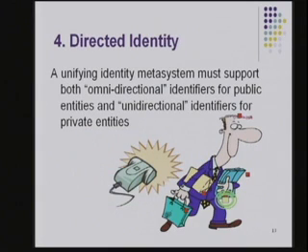Then is the directed identity. It is worded in the paper as follows. A unifying identity metasystem must support both omnidirectional identifiers for public entities and unidirectional identifiers for private entities. What is meant here is technologies like RFID, or you have the Bluetooth on different devices, make you some sort of a beacon which anybody can tune into.